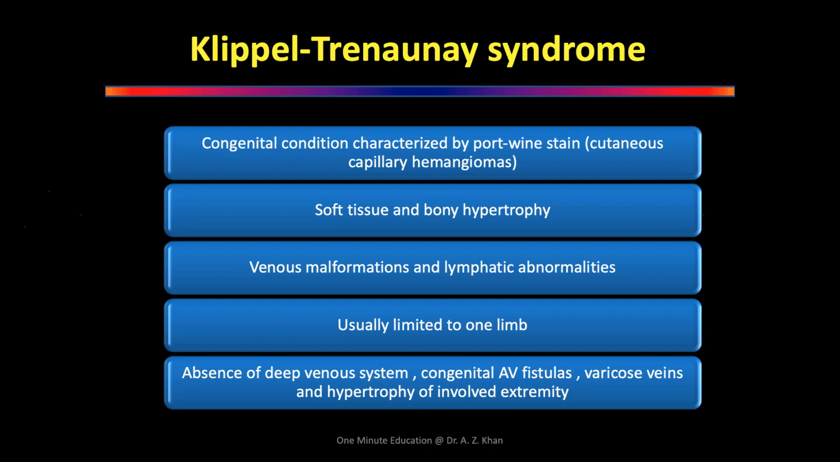So it's a congenital port wine stain. That's what it's called. Cutaneous capillary hemangiomas with soft tissue and bony hypertrophy, venous malformation and lymphatic abnormalities, usually limited to one limb, usually due to absence of deep venous system, may cause congenital arteriovenous fistulas, may cause varicose veins, and hypertrophy of the involved limbs. Okay?